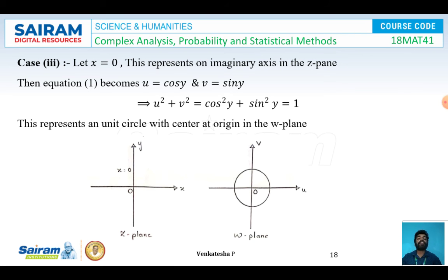Now we have to eliminate the variable y. For that I'm going to square and add both the equations. So after squaring and adding, I got u square plus v square is equal to cos square y plus sin square y. Hence u square plus v square is equal to 1. It is nothing but a circle of radius 1 with center at origin. So after transformation, x is equal to 0 gives a circle u square plus v square is equal to 1, with center at origin and radius equal to unity in the w plane.